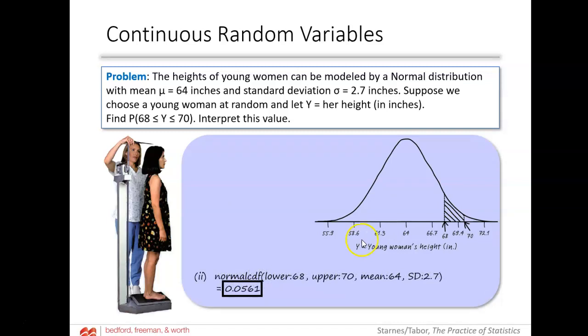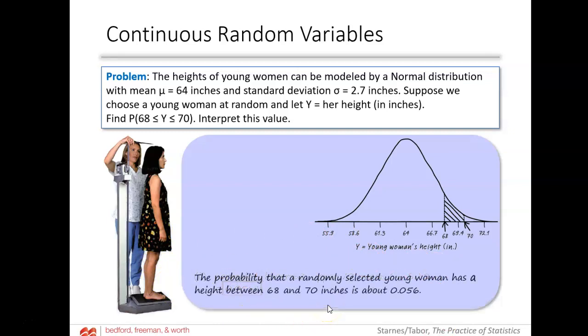This is the Abruzzo method. I wouldn't have even bothered to find z-scores because I'm very lazy. So I would have done normal CDF using the data, 68 to 70. So lower bound 68, upper bound 70. And I would have just used the mean and the standard deviation given to me. But the key is that I told my reader what I did. So this is most definitely what I would have done, and that's just because I'm lazy. It's not better. So to interpret that, the probability that a randomly selected young woman has a height between 68 and 70 inches is about 5.6%, 0.056.